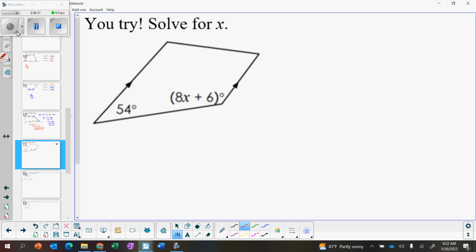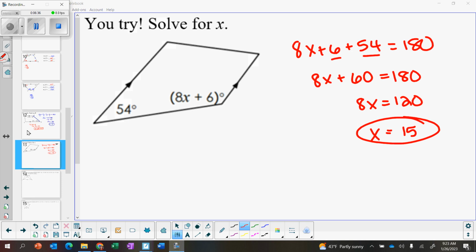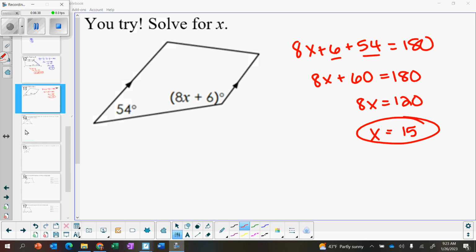So go ahead, try the next one. Pause. When you're ready to see the answer, hit play. All right, so on this problem, our angles are supplementary, so we add them to 180. We get x is 50.